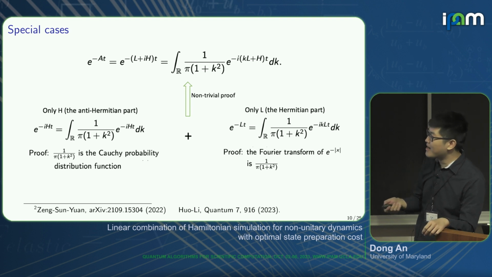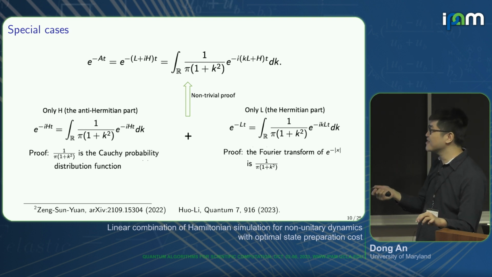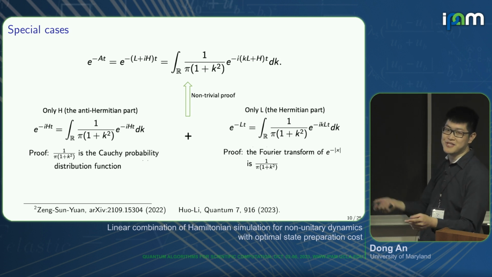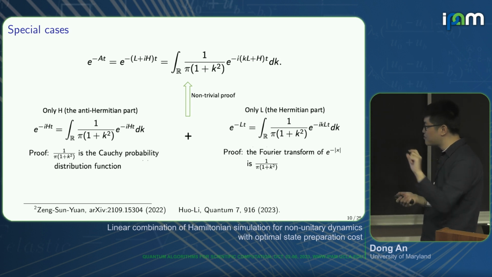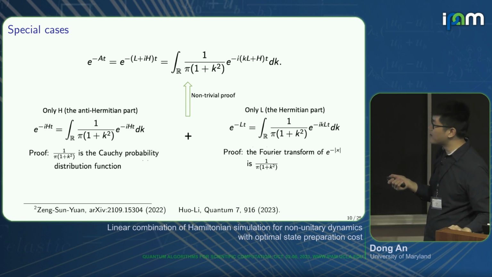So this integral becomes a trivial integral. It's just an integral over this kernel function, a scalar-valued function. The proof for this formula is trivial because the kernel function, 1 over 1 plus k squared, is the probability density function of the Cauchy distribution. So the integral over the entire real axis will definitely be 1. Okay, this is the trivial special case. Now we move on to a slightly non-trivial case, where we only have the Hermitian part.